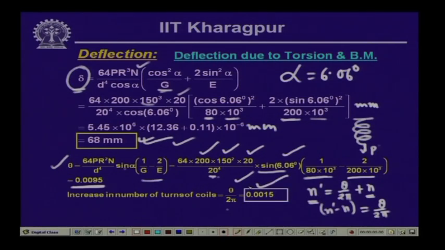So, that is the number of turns that are increased because of the axial pull P acting on the spring, and that is the value of n dash minus n. N is the number of turns which we had initially, and n dash is the number of turns now, after the angular rotation theta, given by theta by twice pi.